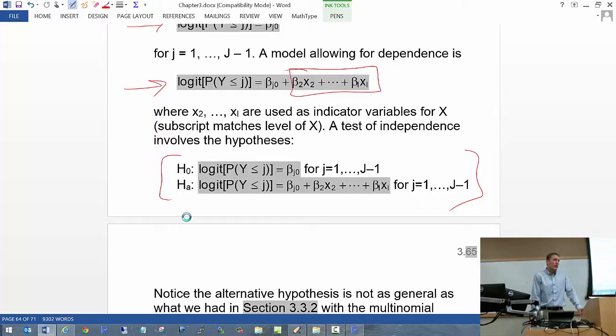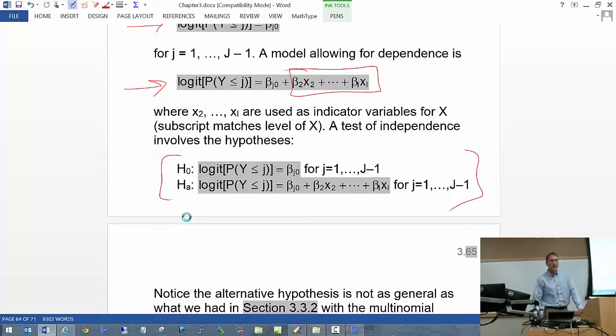Now, of course, there could be situations where you have a different kind of dependence, and this test may or may not pick it up. So that is a possibility, but when would you apply this kind of test? Well, when you do have an ordinal response, and the way that you're modeling this ordinal response is logical, and so that's why this would work.